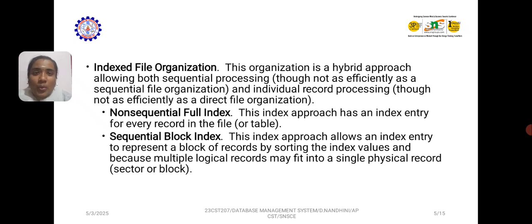What is a non-sequential full index? It is an indexing approach with an indexed entry for every record in the file. Each and every record in the file has been indexed. Next one is sequential block index. What is a sequential block index? One by one, first gets indexed, then second, then third. The entries are indexed one by one because multiple logical records may fit into a single physical record.